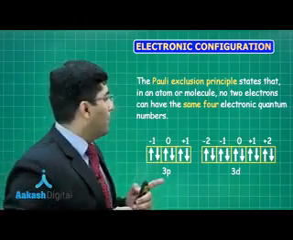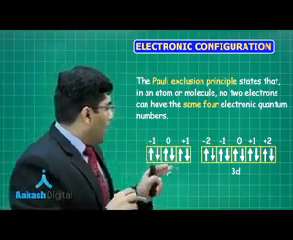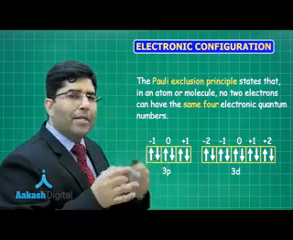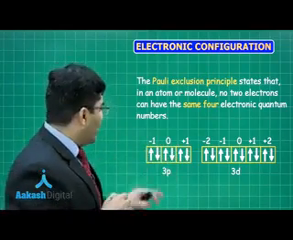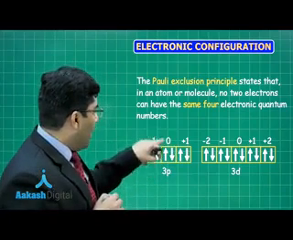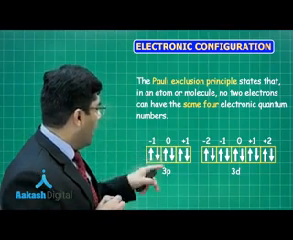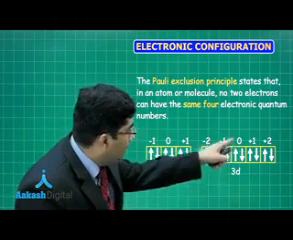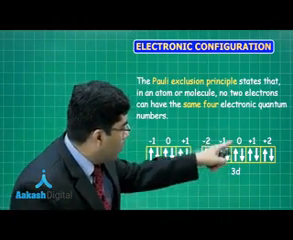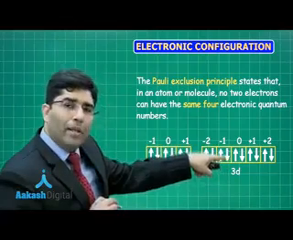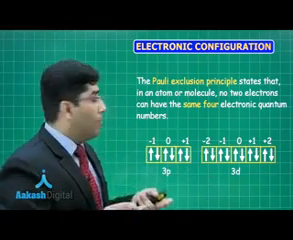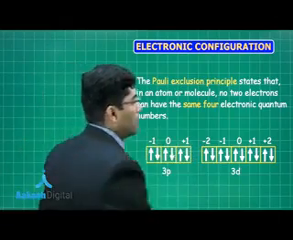Let's take an example. Now, this is 3p and this is 3d. Let's take similar type of electron. Let's take this one, having magnetic quantum number equal to 0 and spin equal to plus half. And this one, having magnetic quantum number equal to 0 and spin plus half.